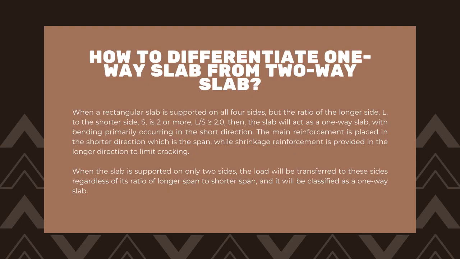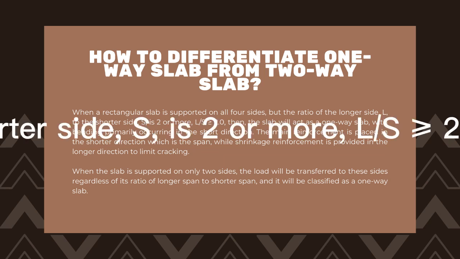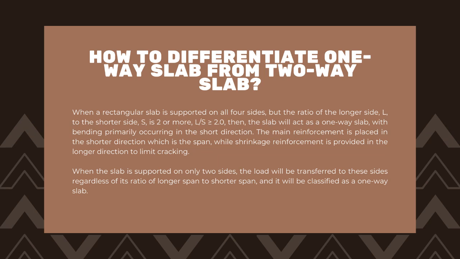How to differentiate a one-way slab from a two-way slab? When a rectangular slab is supported on all four sides, but the ratio of the longer side L to the shorter side S is 2 or more, then the slab will act as a one-way slab with bending primarily occurring in the short direction. When the slab is supported on only two sides, the load will be transferred to these sides regardless of its ratio of longer span to shorter span, and it will be classified as a one-way slab.